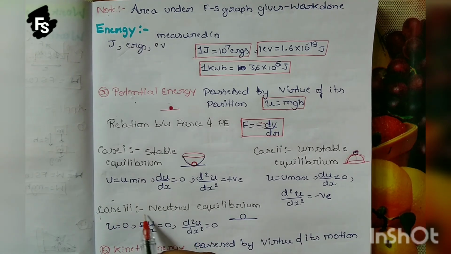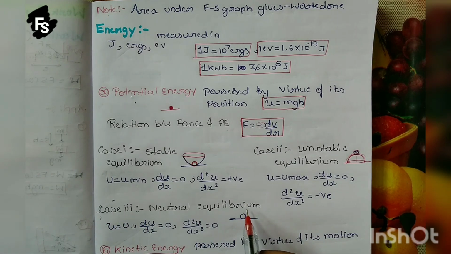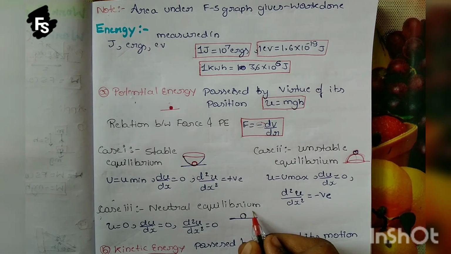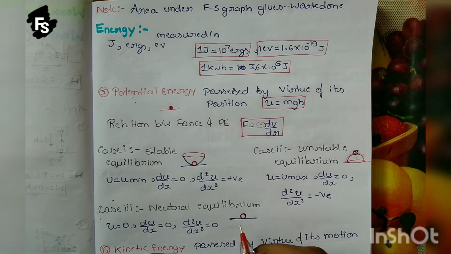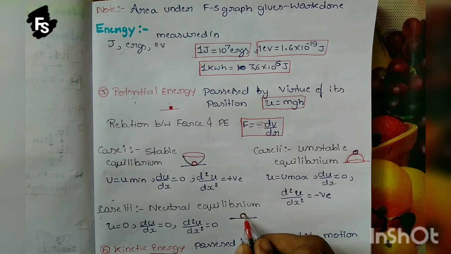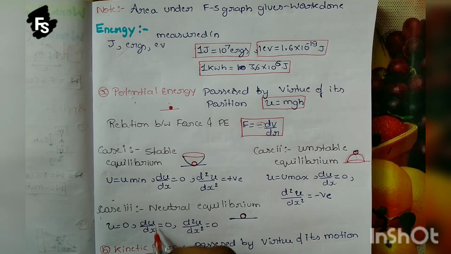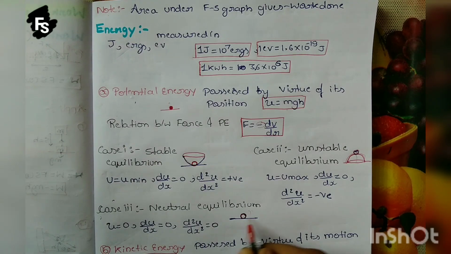Then case third, neutral equilibrium. The body is at rest or moving with uniform speed. It does not have any change in motion. See here, it is stable wherever it is placed. This is known as neutral equilibrium. There is no variation. U is constant, dU by dx equals 0, d square U by dx square equals 0. Here it is 0 because the potential energy is uniform.